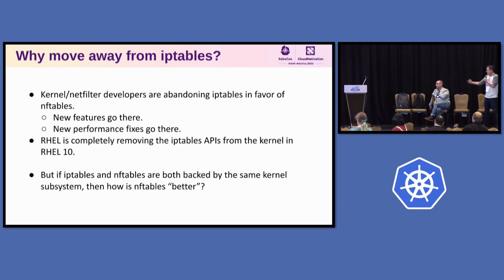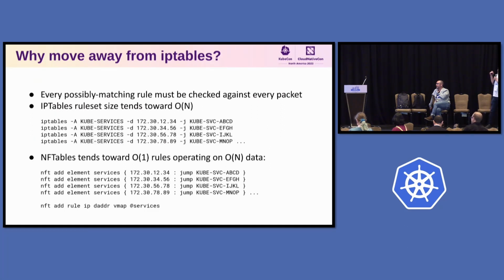And this leads to the question of, but if they're both based on NetFilter, how come NF tables is better? So, okay, what are the problems with IP tables? In an IP tables-based system, you tend to have a rule for every possible thing that you want to do. So we have some kubeproxy examples here where you have this kube services table and you say, okay, well, if it matches this destination IP address, then jump to this chain. And if it matches this destination IP address, then jump to this chain, and so on and so forth. And every packet needs to get checked against all those rules.